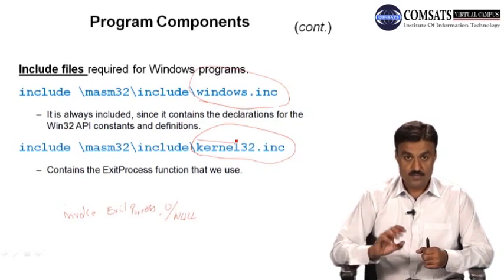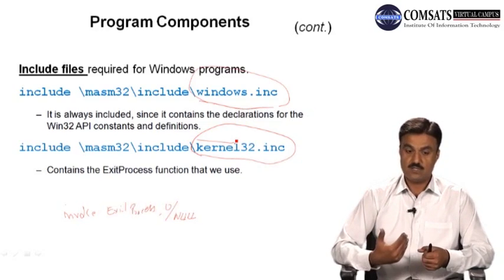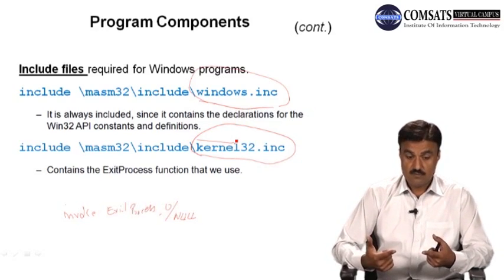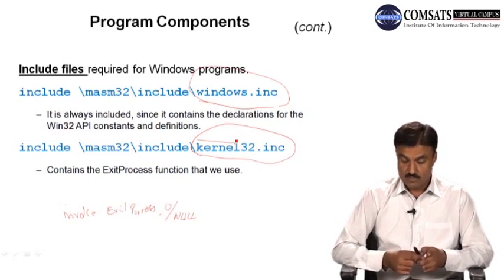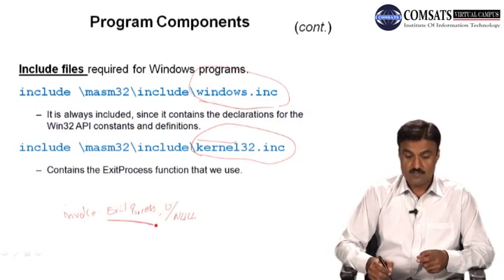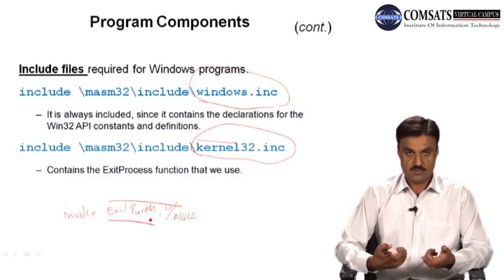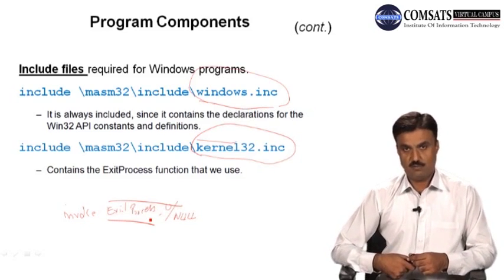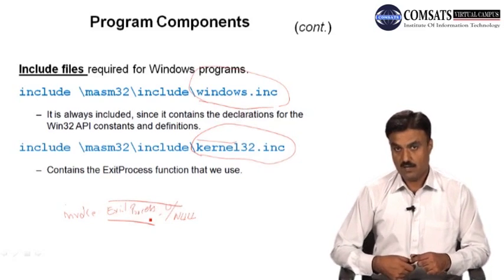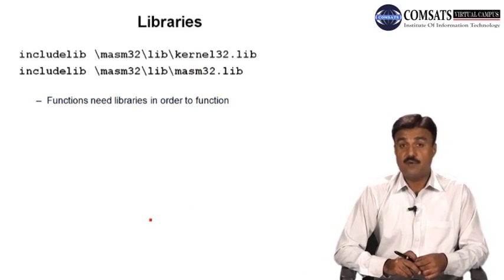If you want to perform interrupts, like transferring control back to the operating system like Windows, for all these directives that we will use, we must include the 32-bit kernel32 include file. For example, here we are using ExitProcess, which means we are exiting from this assembly language program and transferring control back to the kernel, the Windows 32-bit operating system. There are also library files.